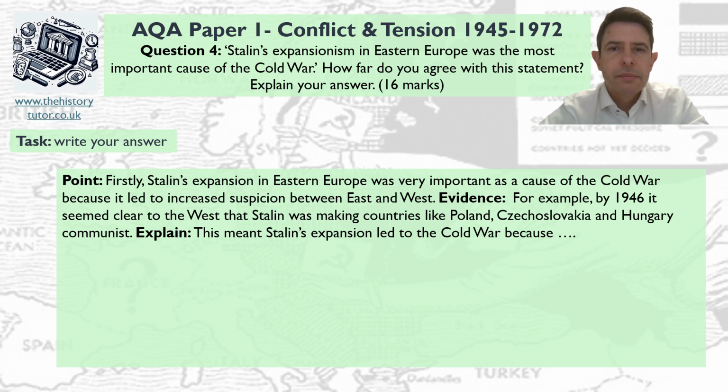Okay, so here's my example. For example, by 1946, it seemed clear to the West that Stalin was making countries like Poland, Czechoslovakia, and Hungary communist by expanding in Eastern Europe. Okay, you could say something like that. So give some examples of expanding in Eastern Europe.